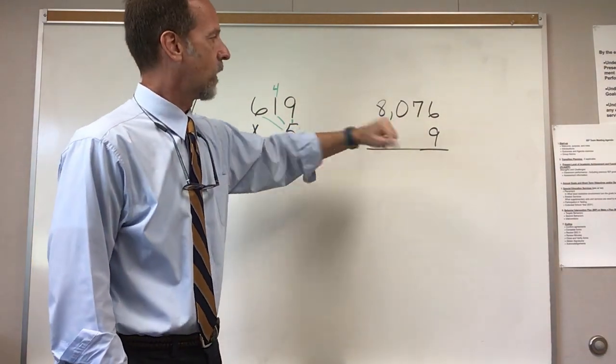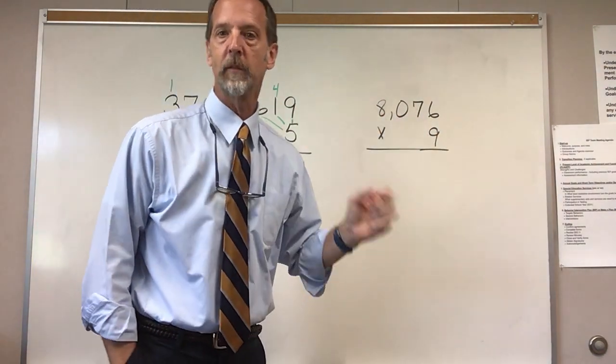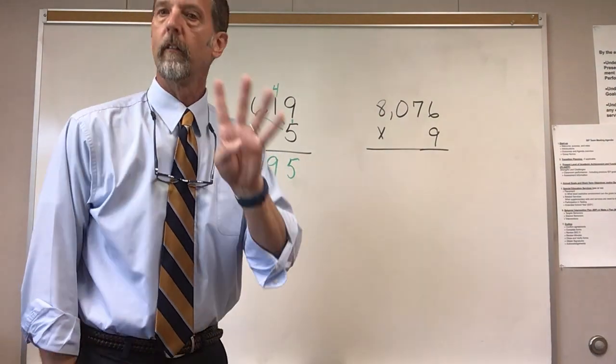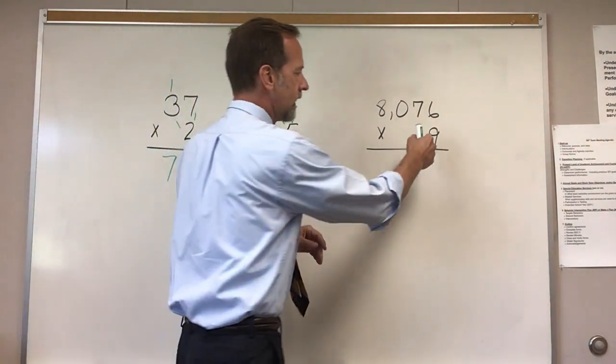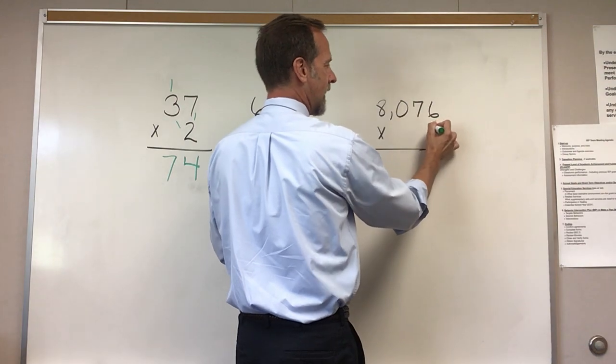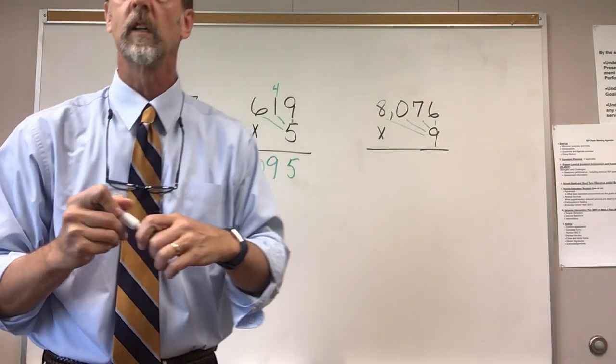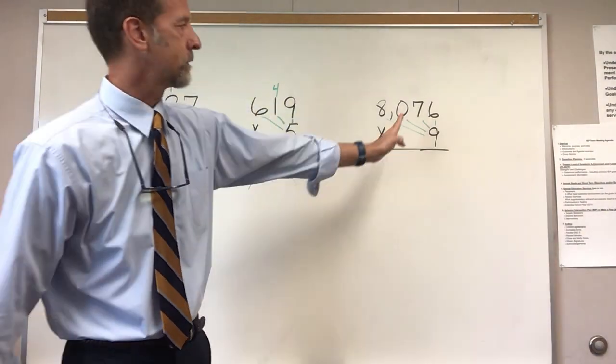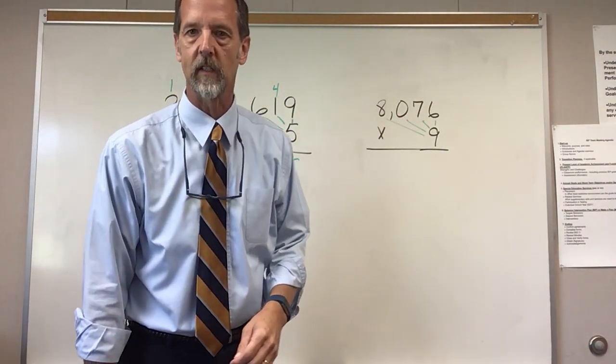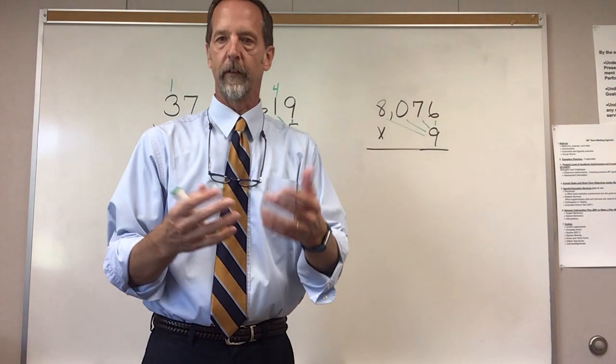All right, so I'm going to multiply how many times here in this one? Look at it. 4 times, right? 9 times 6, 9 times 7, 9 times 0, 9 times 8. I'm going to multiply 4 times. Let's start with the 9 times 6. What is 9 times 6? 9 times 6 is 54.